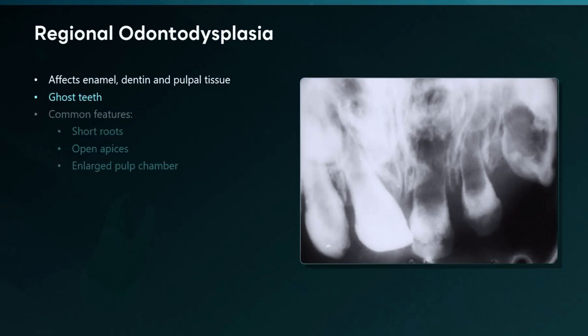So some common features of odontodysplasia include short roots, open apices, and enlarged pulp chambers, which we can see here in this radiograph. This affects both the primary and permanent teeth. So treatment includes supporting eruption to promote healthy alveolar bone and then extracting affected teeth once the teeth are erupted.